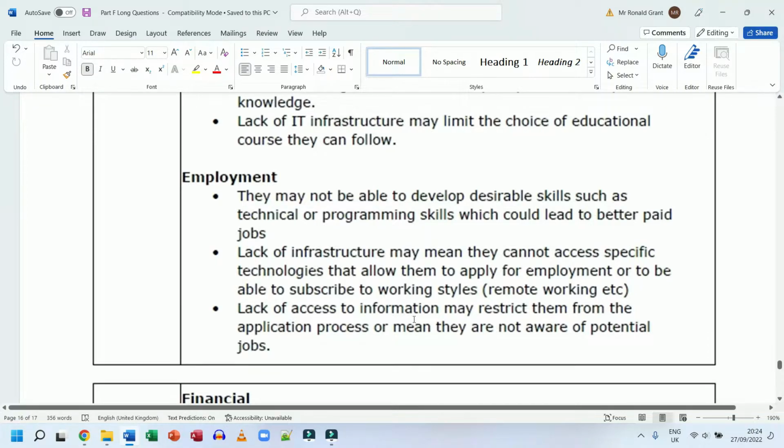Lack of access to information may restrict them from the application process or mean they are not aware of potential jobs. Everything in the UK now, when I was a teenager, I used to actually go into shops with my CV and say, "Oh, do you guys have a job?" And I might leave my CV in certain places. Not much long after that, or even now, still, whenever you go to a shop or a business place, ask for a job, they always say to you, send us an email or apply online. If you don't have access to a smart device, if you don't have access to the internet, how can you possibly do this, right?